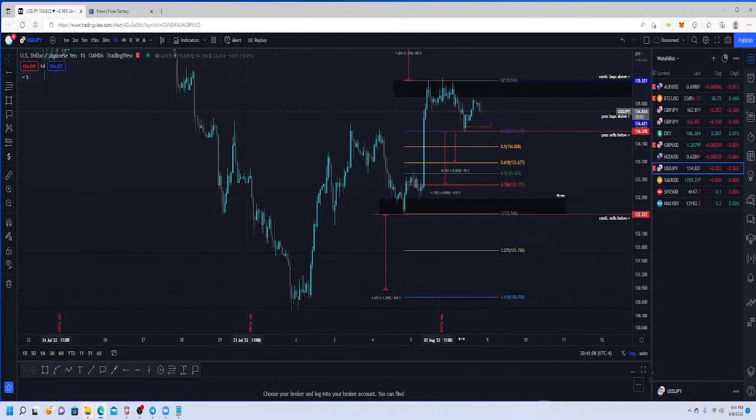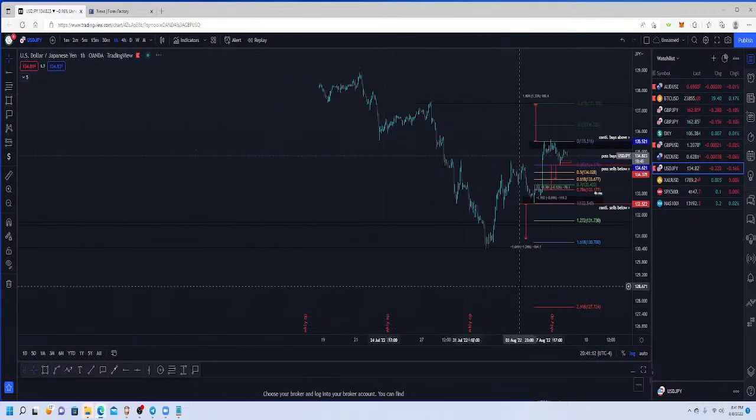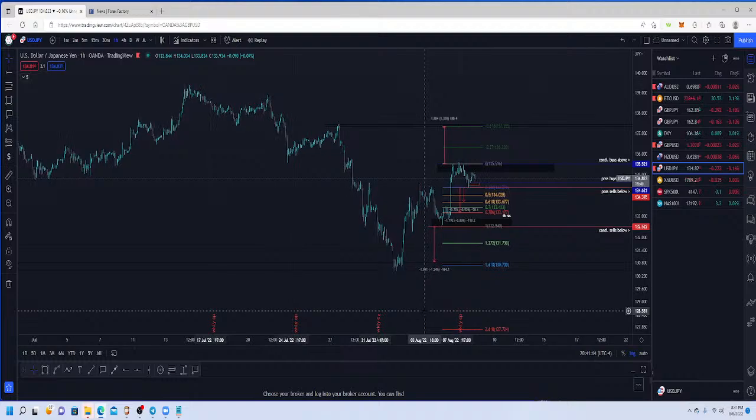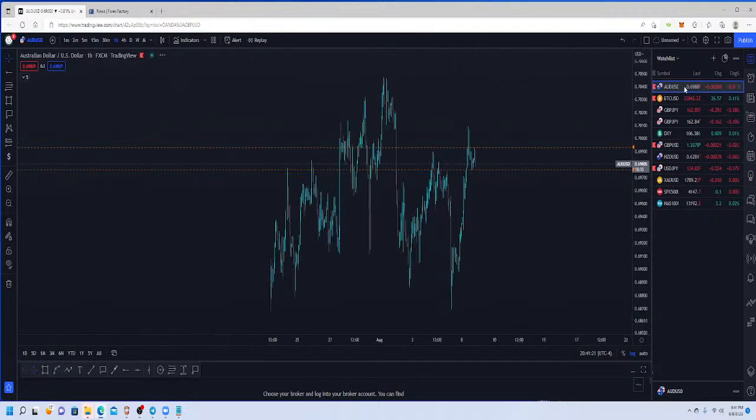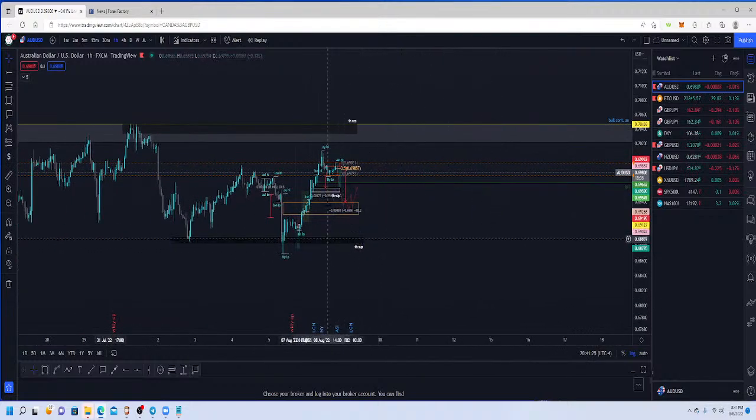All right, so let's do a strength check real quick. It looked like on UJ we're kind of retracing from this bearish trend. Currently bullish. We'll start from the top on AU. AU currently bullish. Showing some Aussie strength.